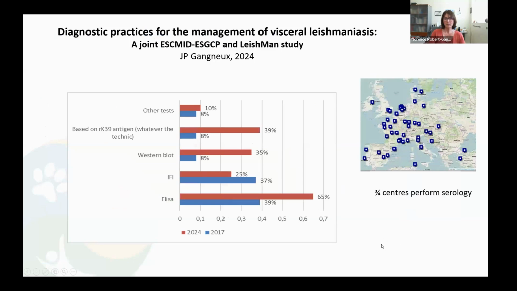A recent study was conducted through two networks, the ESCMID European Society of Clinical Microbiology and Infectious Diseases Parasitology Study Group, and the Leishmaniasis Network. This study was conducted last year, but it was an update of a previous study conducted in 2017. And you see that the serological tests used in European countries, shown here on this map, have greatly evolved over the years. Now ELISA assays are more and more used together with Western blot as a confirmatory test, but RK39 RDTs are also more used in some countries.